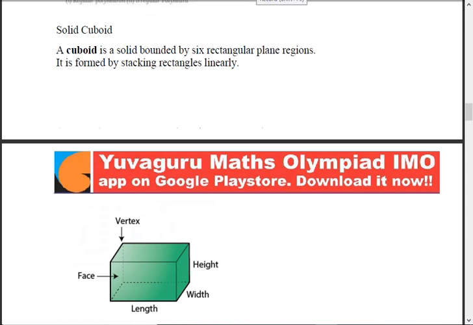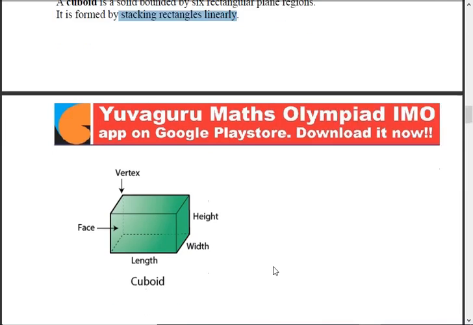Okay. Solid cuboid. A cuboid is a solid bounded by 6 rectangular plane regions. It is formed by stacking rectangles linearly. Means if you put a rectangular plate one above the other, then you will form this solid cuboid, right?